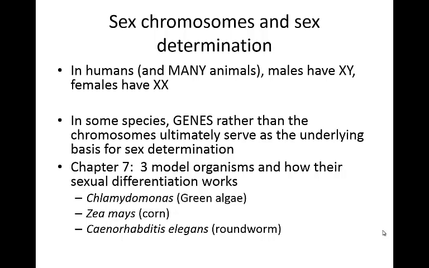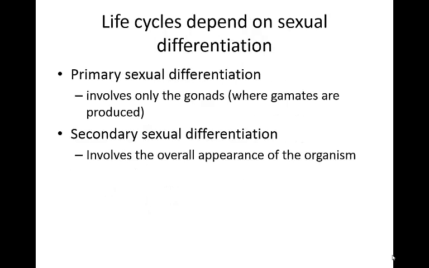In chapter 7, they cover in great detail 3 model organisms and how their sexual differentiation works. We're going to cover them just briefly here. First we need to realize that the life cycles of different types of organisms are going to depend on the type of sexual differentiation that they experience.